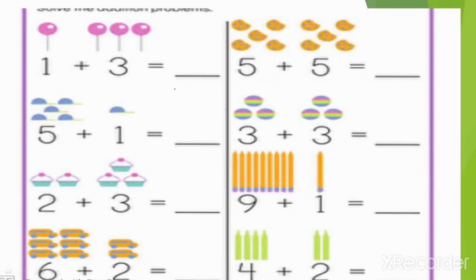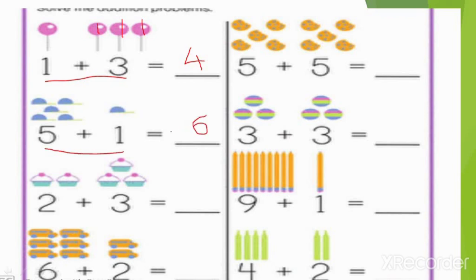Look at that. We have a sum with the objects. Okay? Solve these given problems. 1 plus 3. 1, 2, 3 and 4. By adding 3 to 1, we get number 4. Okay? 5 plus 1. What will happen if we add 1 to 5? 1, 2, 3, 4, 5 and 6. Total of 5 plus 1 is 6.